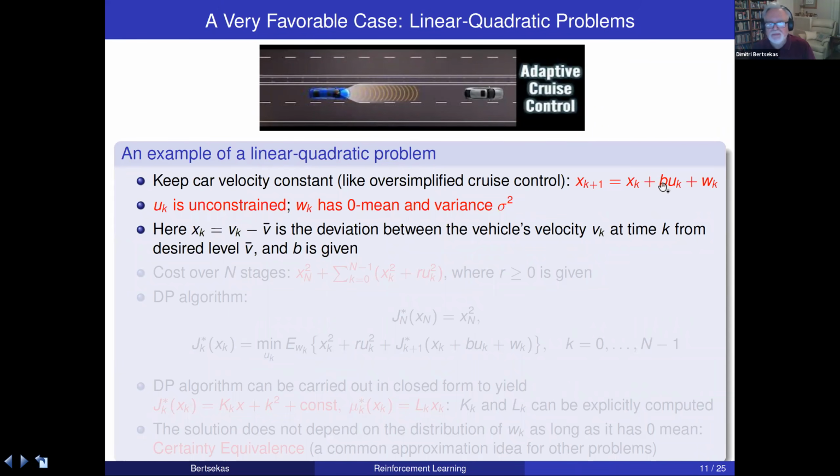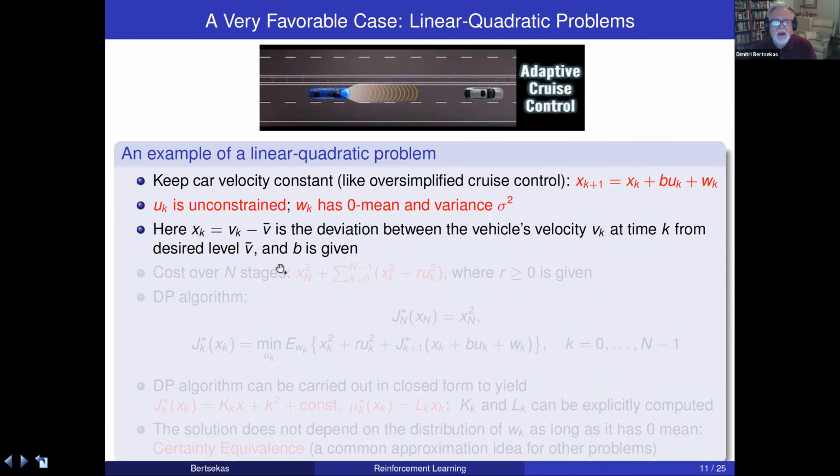In practice, B can change very much because it depends on whether the road is upslope or downslope, how many passengers are in the car, a number of things that are very hard to model. But let's forget about the connection to real cruise control and focus on this system equation.